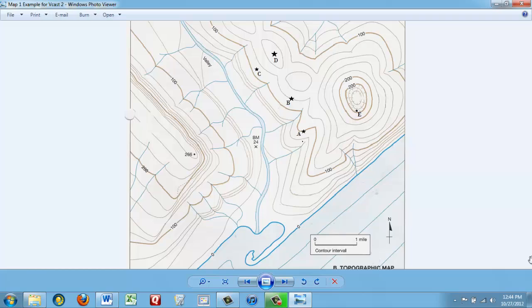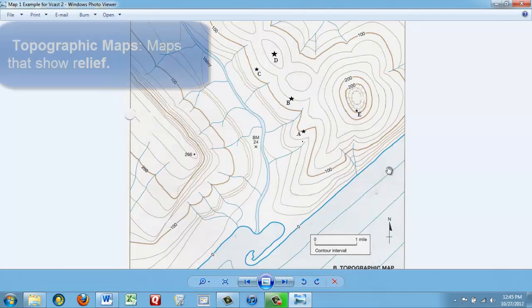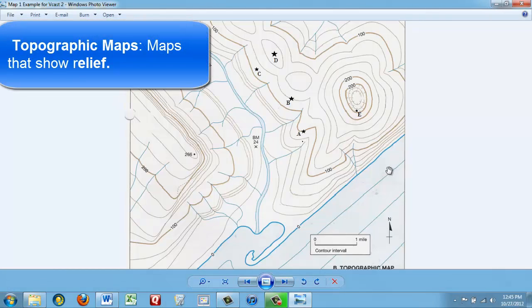Alright, so this is Vodcast 2 of Unit 4, and we're going to be looking at contour lines on topographic maps. And you should have done a lab previous to watching this vodcast that goes through what a topographic map is and how they're made. A topographic map is just a map that shows changes in relief, or changes in elevation, which is known as relief.